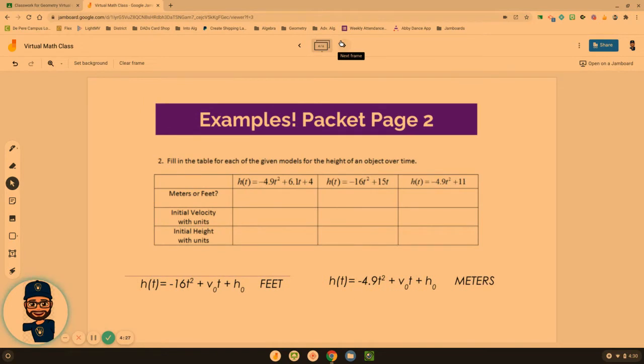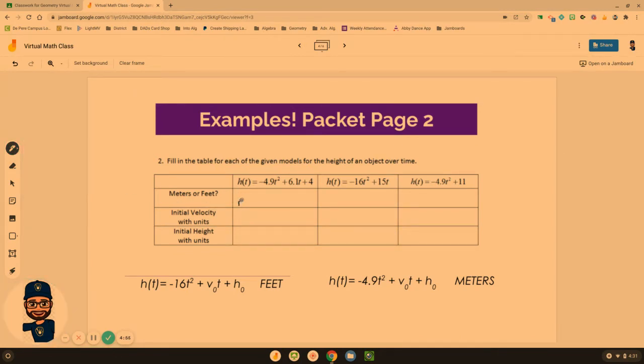So here's an example, just looking at the equations and trying to identify the key features, the key pieces based on what is written. This is from your packet. Fill in the table given the models. So let's just focus on this first column here. H of t equals -4.9 t squared plus 6.1 t plus 4. Is this meters or is this feet?